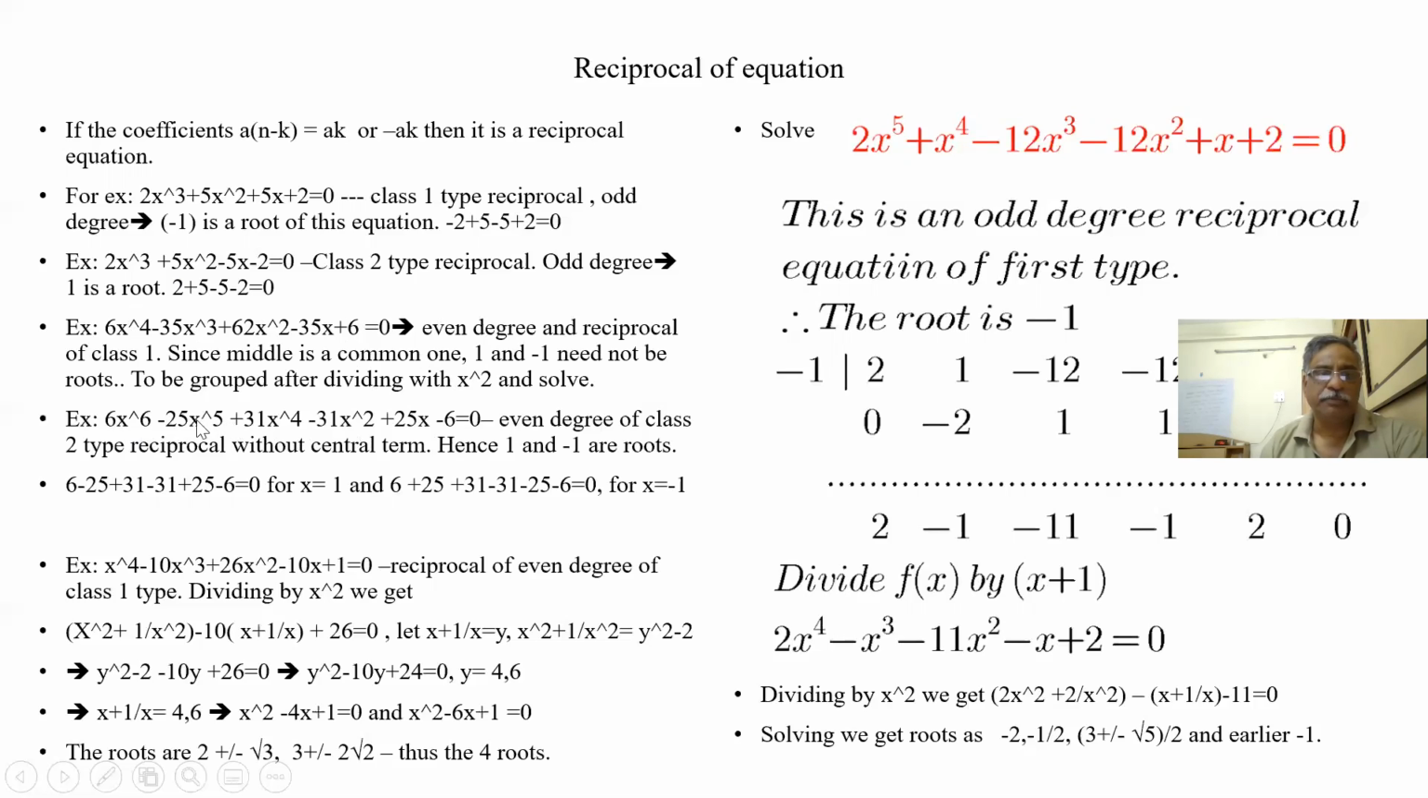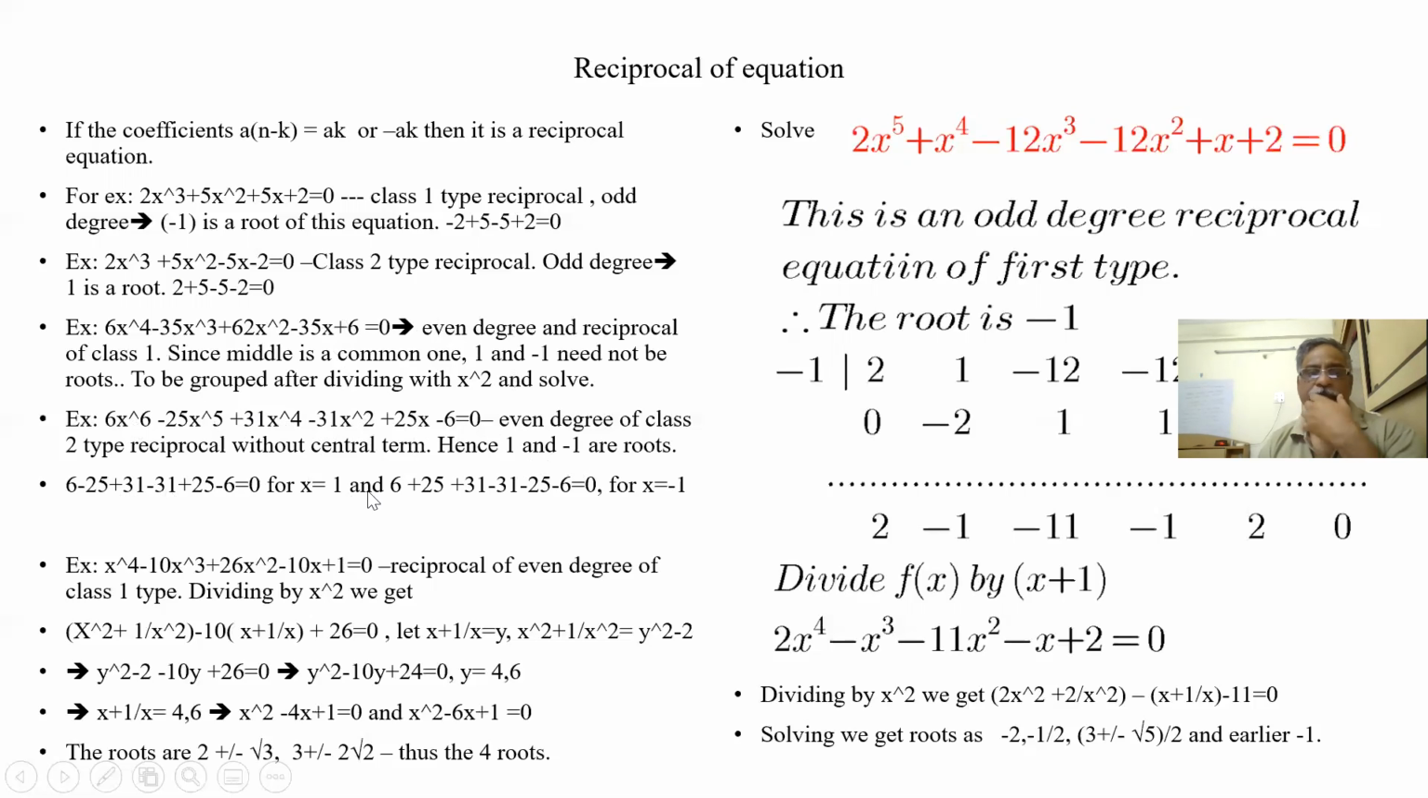These are class 1 type, with the same sign. Class 2 means the signs are opposite: plus, minus, plus, minus. Class 2 type reciprocal without central term: here we don't have a central term. x to the power 6, x to the power 5, x to the power 4, there is no x cubed here. In this case, both plus 1 and minus 1 are roots. If I put plus 1 or minus 1, it becomes 0. If the central term is there, it need not be so.